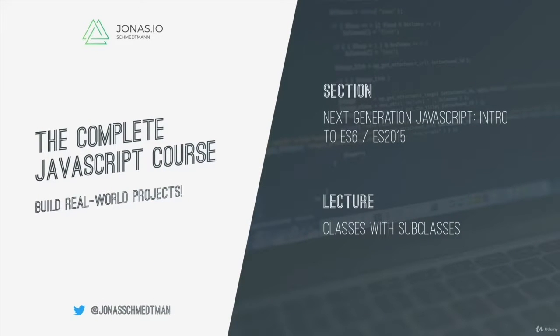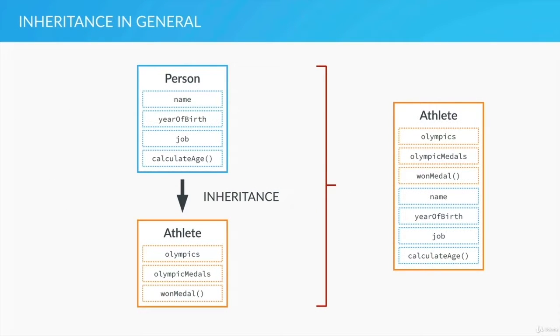Now that we are ready to use ES6 classes, let's take it one step further and implement inheritance between classes using subclasses. So, do you remember this slide from when we first talked about inheritance? We had this example where we had two function constructors, or ES6 classes, which is like the same thing, that can inherit from one another.